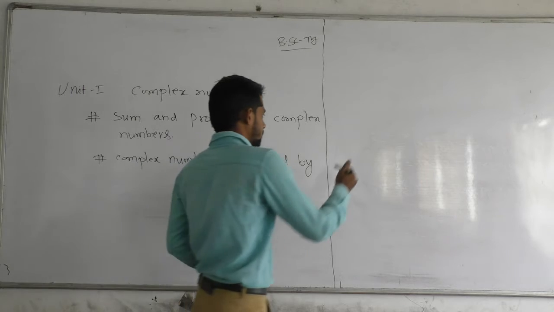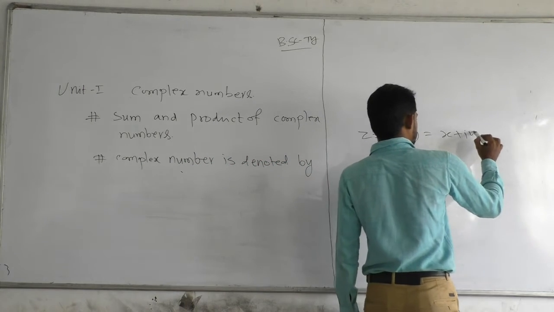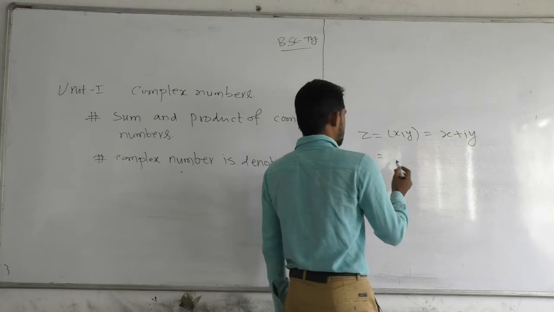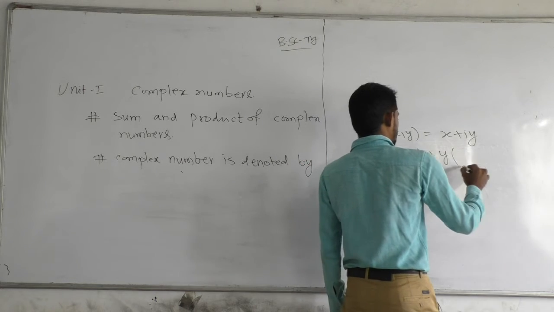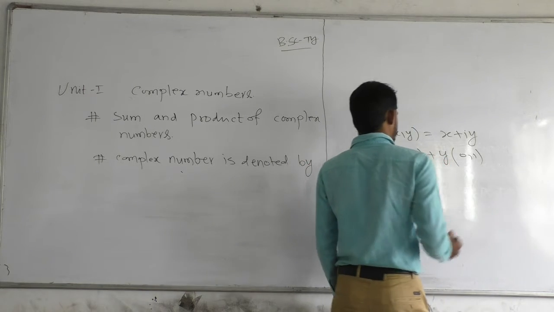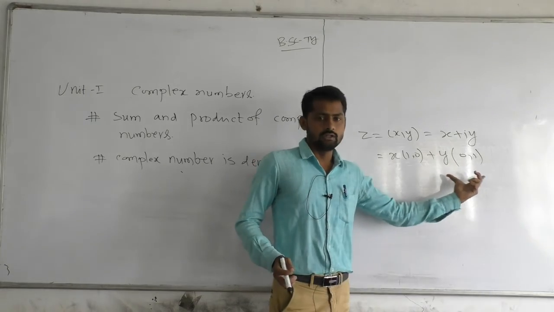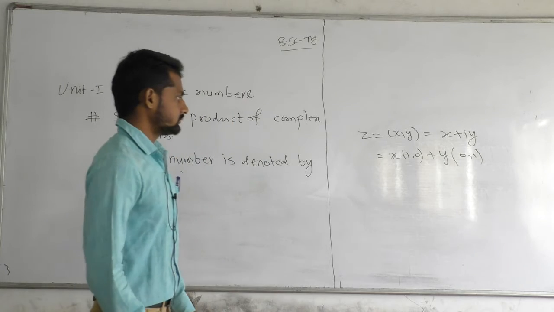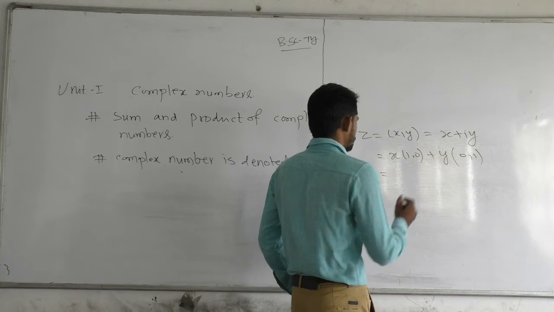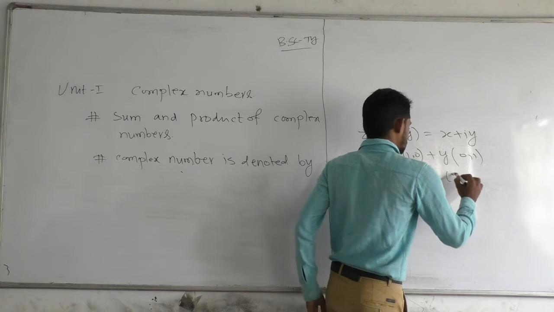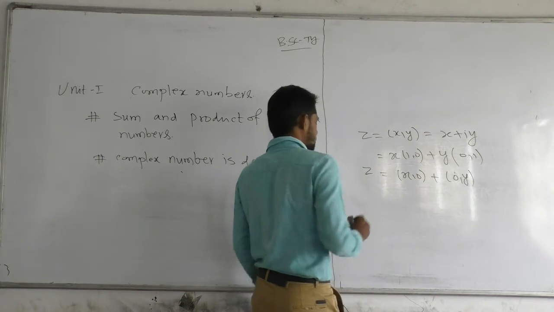Now consider a complex number z is equal to (x, y), which is x plus i y. Now we can write this as x times (1, 0) plus y times (0, 1). Thus we can say that every complex number can be written as a linear combination of these two numbers. Also we can write (x, 0) plus (0, y). So this is z.